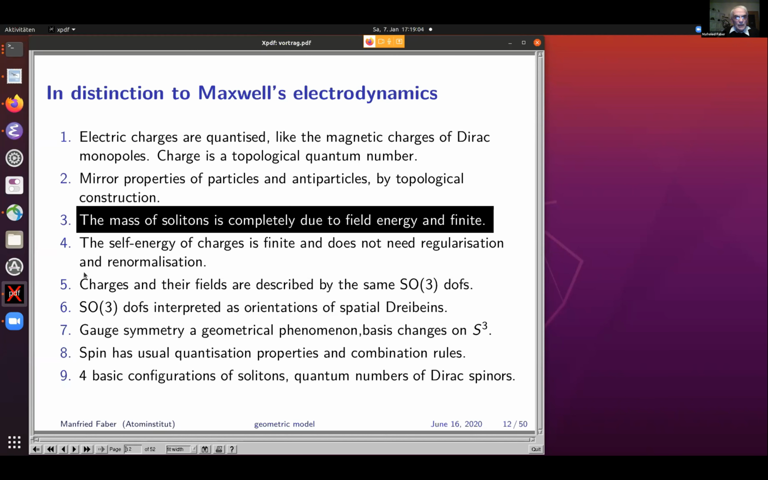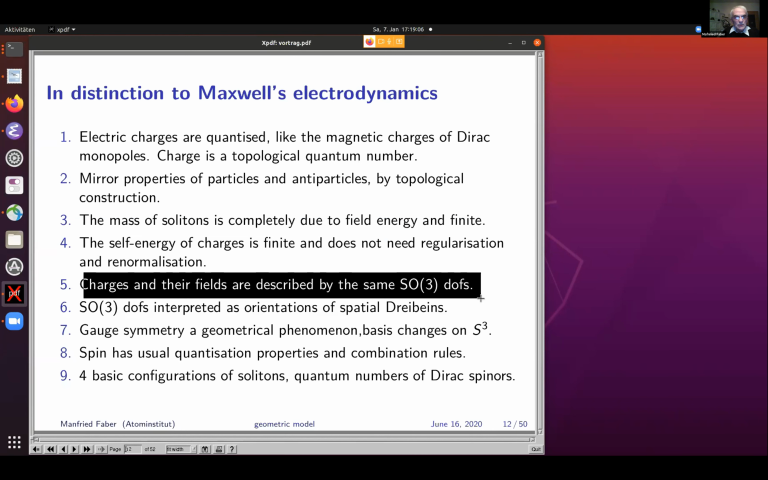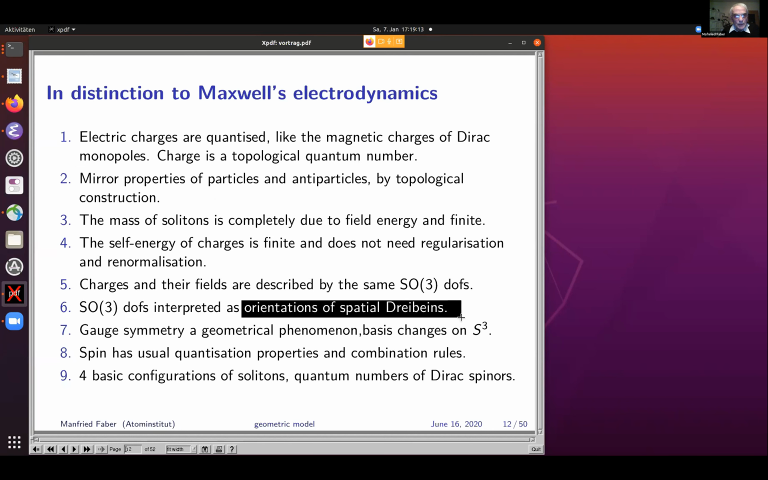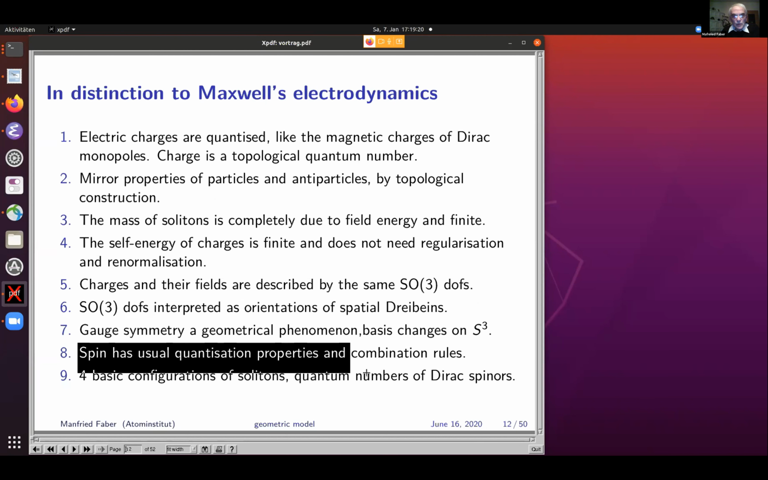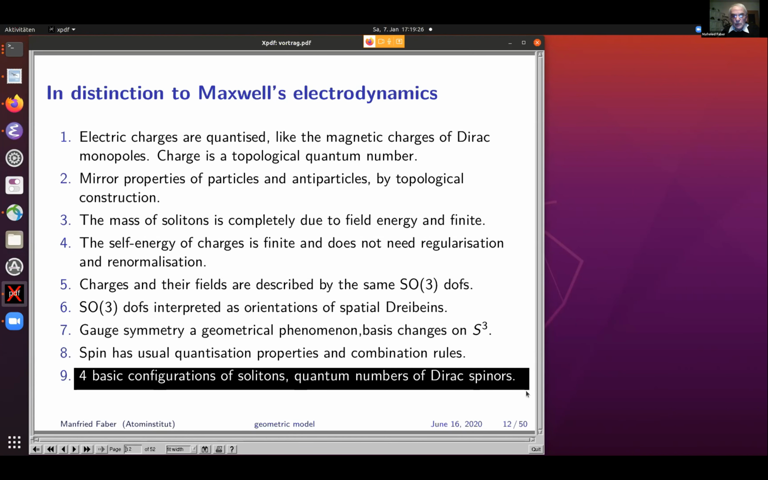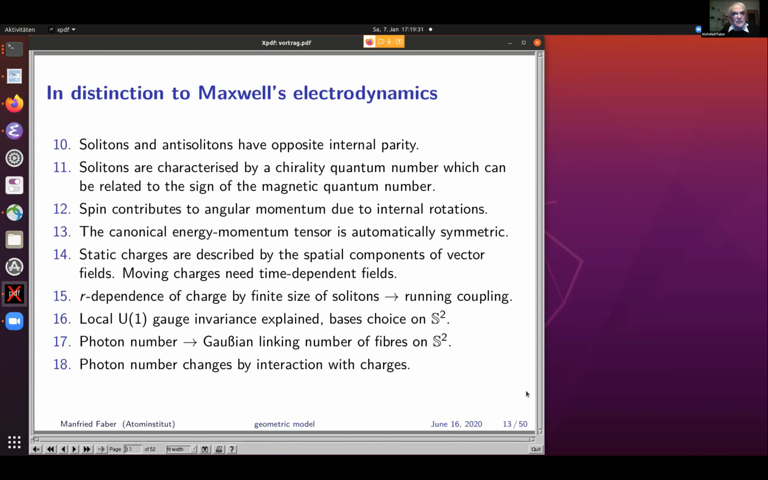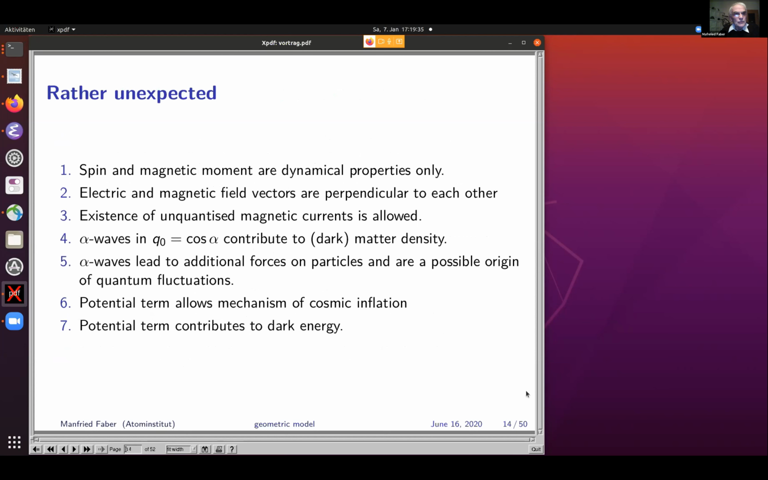Charges and their fields are described by the same degrees, the same 3 degrees of freedom, and these are interpreted as orientations of spatial triads. Spin has the usual quantization properties and combination rules. There are 4 basic configurations of solitons corresponding to the quantum numbers of Dirac spinors. There are distinctions to Maxwell electrodynamics, but I think my time is over and I have to stop.